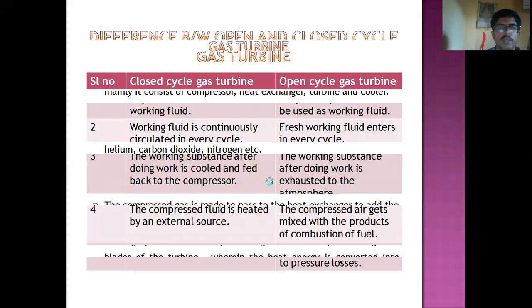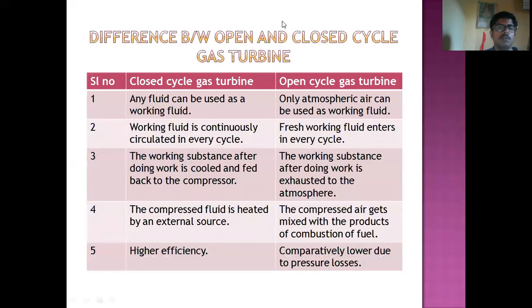You can go through it. Next, I'm explaining the difference between open and closed cycle gas turbine. What are the differences between open and closed cycle gas turbine? Here I listed some points in the table. The first point is about the working fluid. Any fluid can be used as a working fluid in a closed cycle gas turbine, but in an open cycle gas turbine, only atmospheric air can be used as a working fluid.